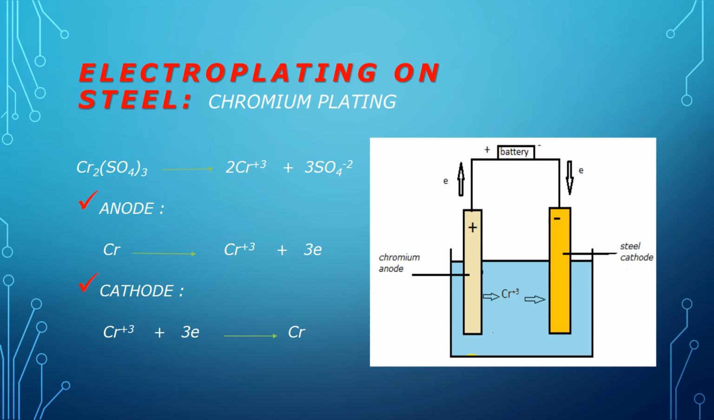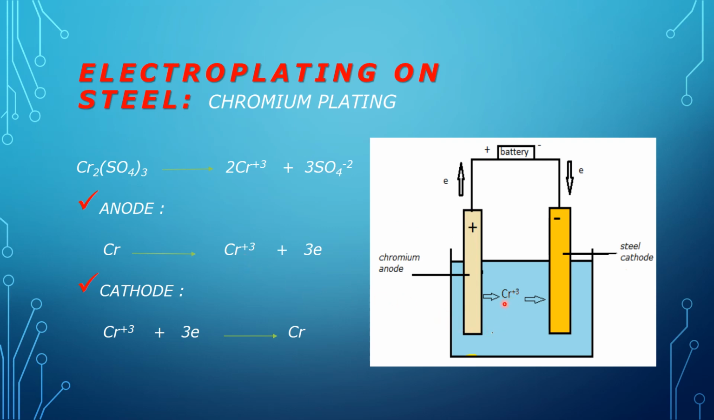These are the reactions taking place in chromium plating. In the first step, the electrolyte, which is chromium sulfate, will ionize to produce chromium ions and sulfate ions. At anode, the anode is made from chromium. This anode, by losing 3 electrons, will convert into chromium ions.